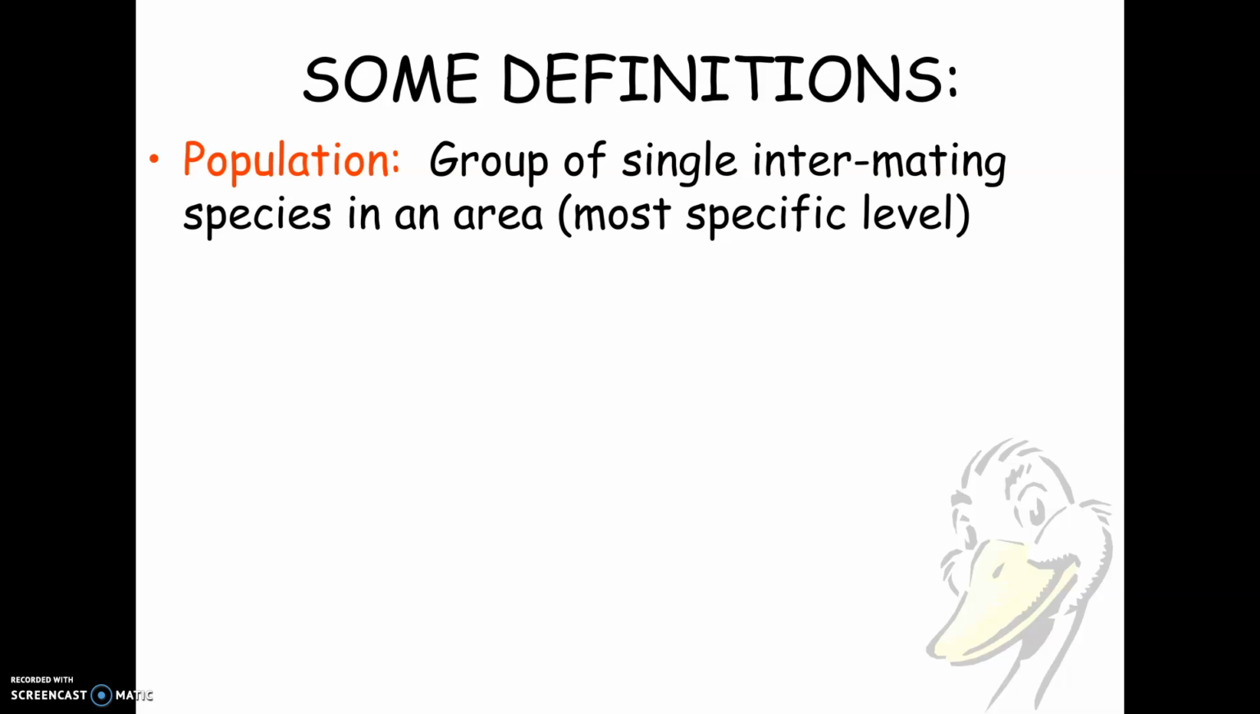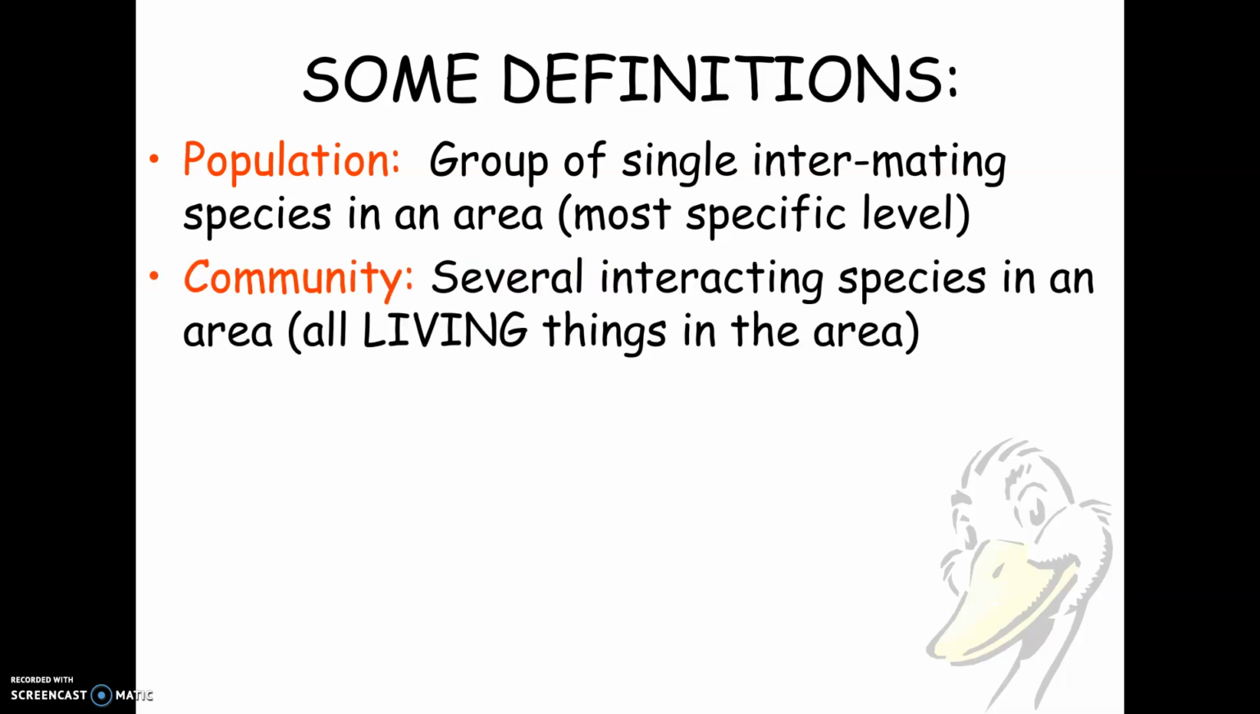So a population is a group of a single species that mate with one another in an area. So remember, to be the same species, you have to be able to mate and make fertile offspring. So you could have a population of swans, and a population of ducks, a population of perch, a population of sharks, a population of penicillium fungus. It could be any organism, but living in a particular area, and it's a single species.